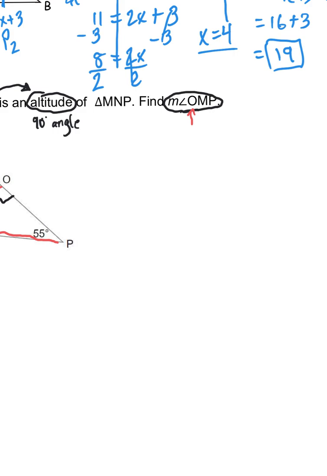Well, I know 2 angles inside this triangle right here. I know the 55, and I know the 90. And we know that all 3 angles in a triangle have to add up to 180 degrees. So let's do 90 plus 55. That's going to be 145.